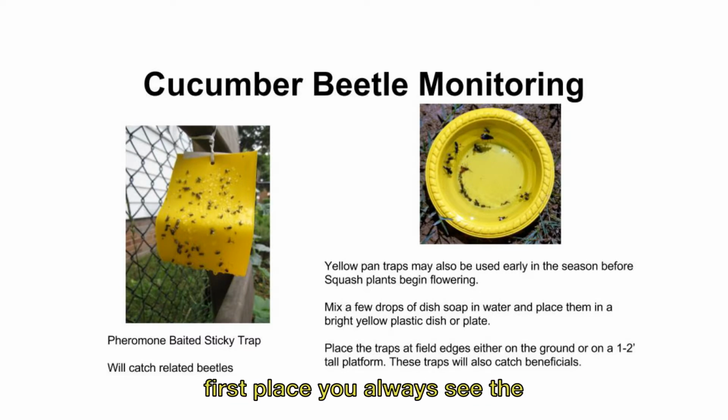The first place you always see striped cucumber beetle is in large squash flowers. Seeing as there are no large squash flowers when you would put these out, they assume that that's a flower. They land on it. When they touch the water, because of the soap in there, it breaks the surface tension. They fall in, and you can use that.